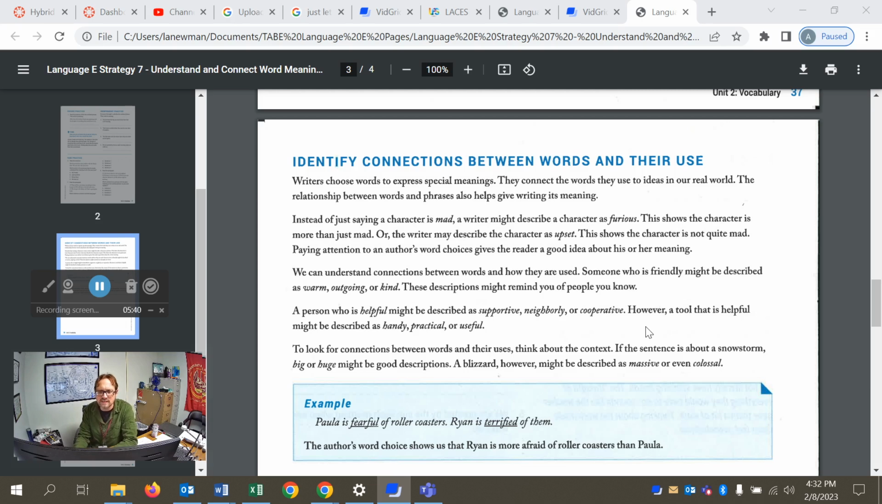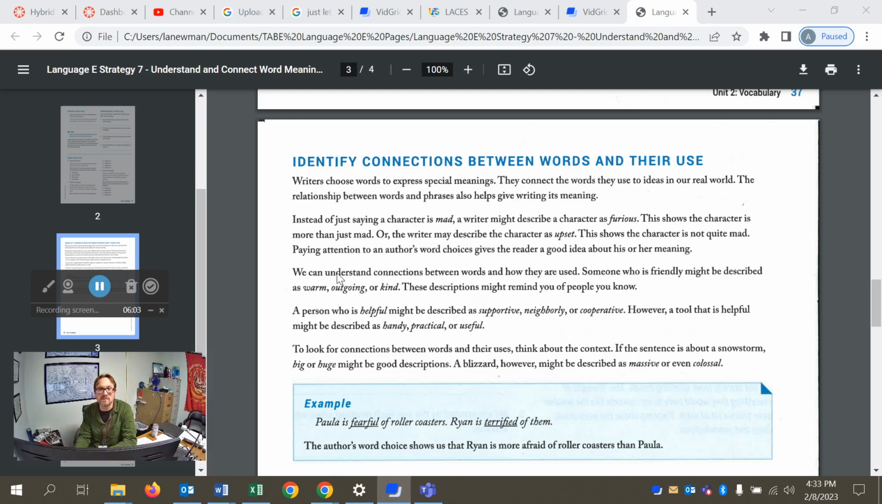We can understand connections between words and how they're used. Someone who's friendly might be described as warm, outgoing, or kind. These descriptions might remind you of people that you know. So there's a little bit of difference between these words: warm, outgoing, kind. Someone who's warm is maybe kind of nurturing and makes you feel welcome.